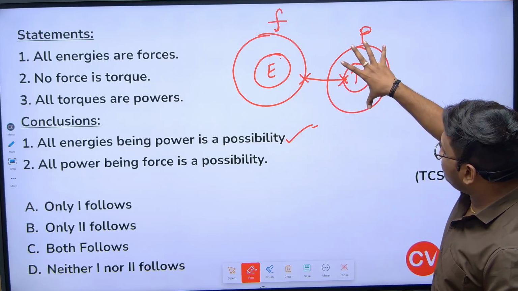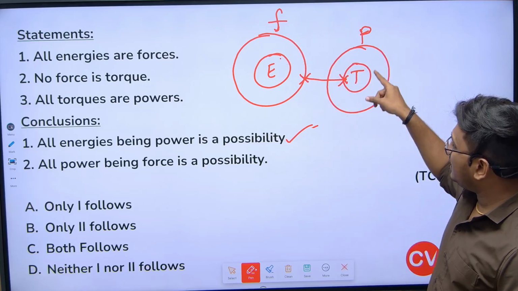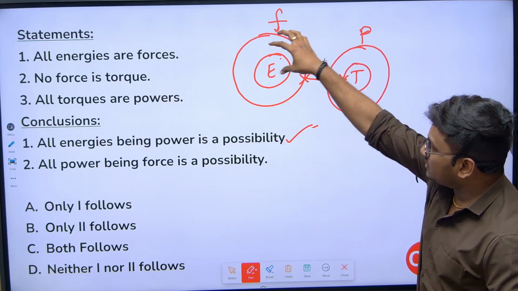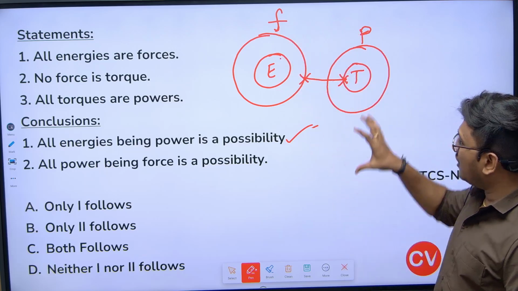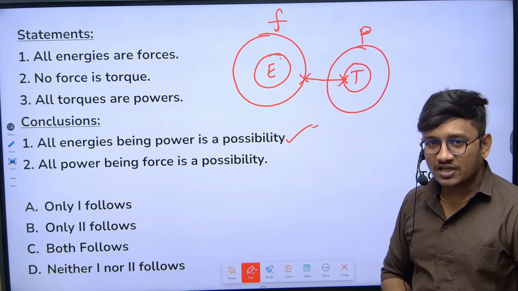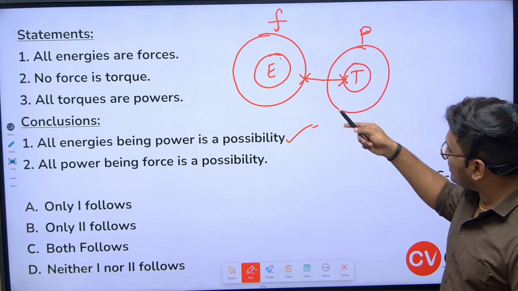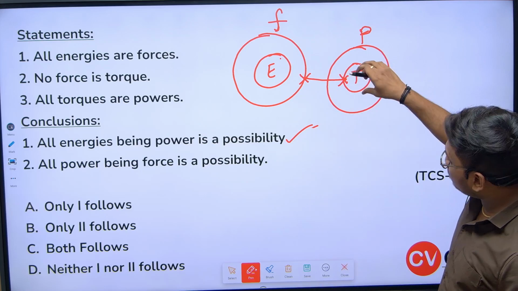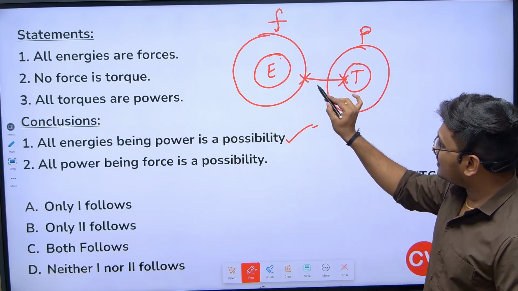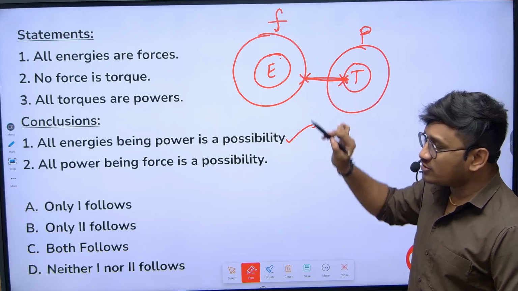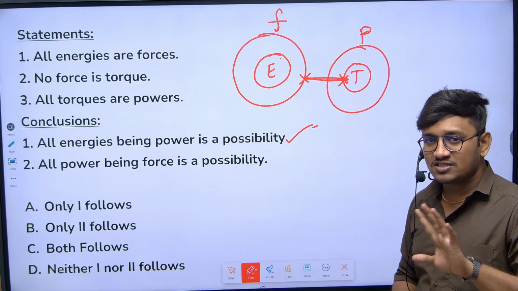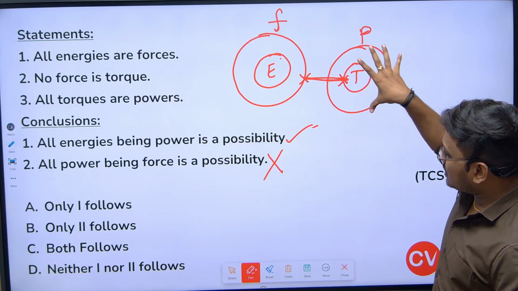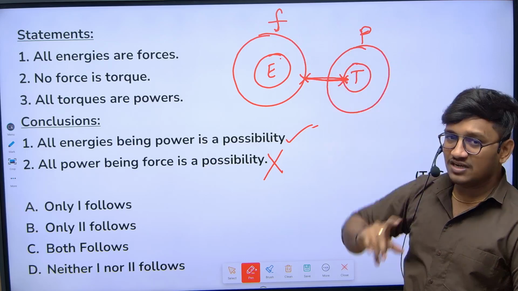So if I keep this entire power circle in force, obviously the torque circle which is inside power will also go inside the force, right? Is it possible to take the entire power circle into the force circle? No, because when I take this entire power circle into the force, obviously the circle which is inside power should also go, right? But here they have clearly given the condition that no force is torque, the circle should not touch the force circle. So it is not possible to draw the entire power circle inside the force circle.